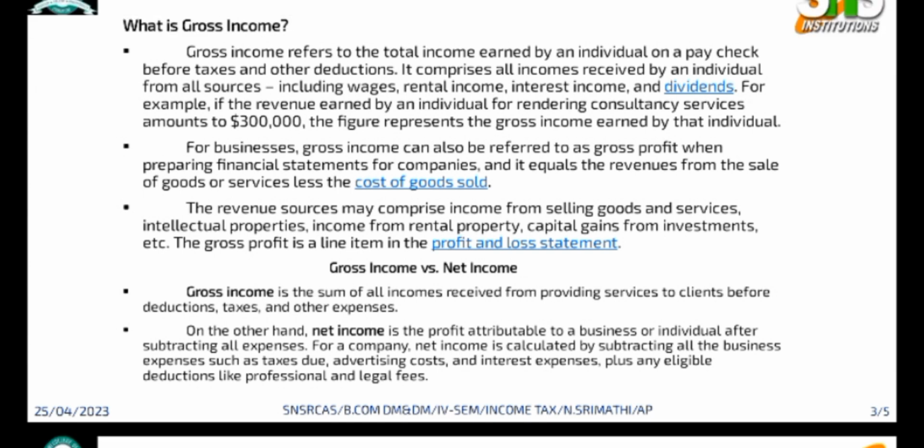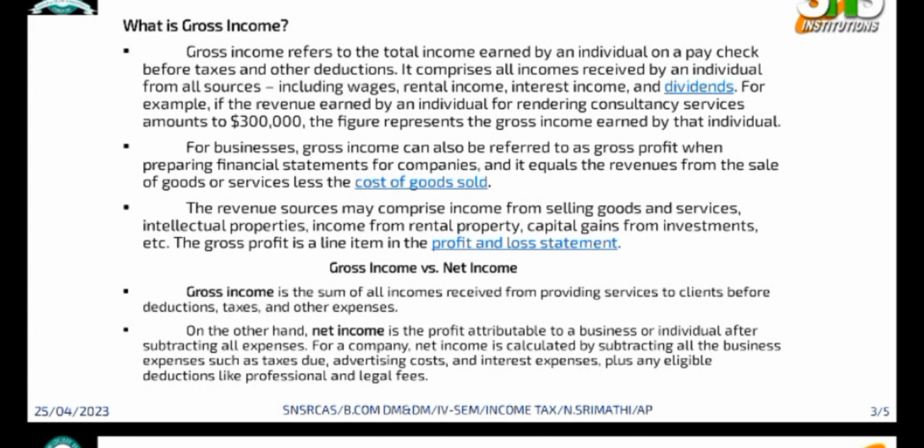And what is gross income? Gross income refers to the total income earned by an individual on a paycheck before tax and other deductions. It expresses all income received by an individual from all sources, including wages, rental income, interest income, and dividends. For example, the revenue earned by an individual for rendering consultancy service amounts to rupees 3 lakhs. The figure represents the gross income earned by the individual.